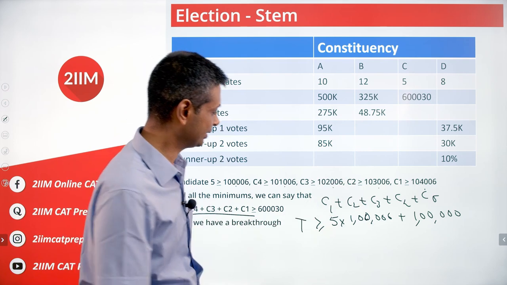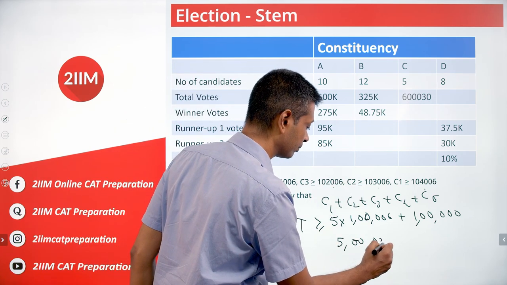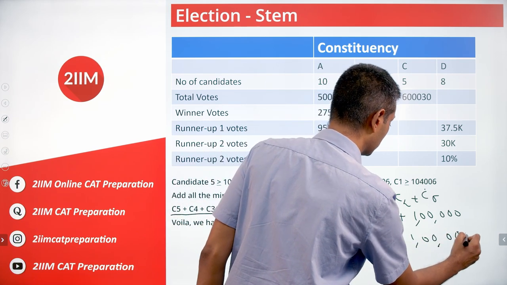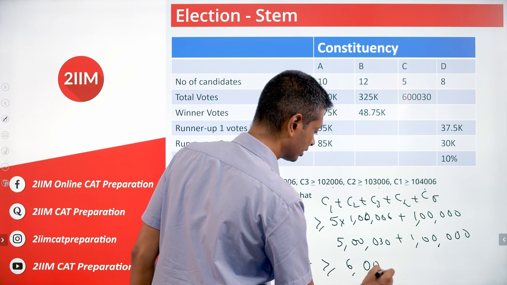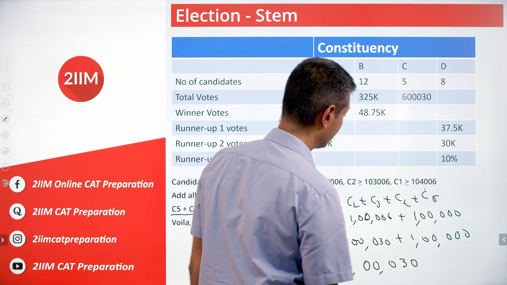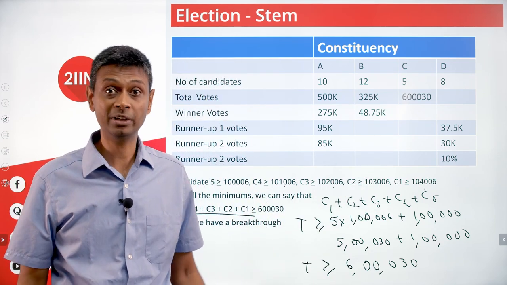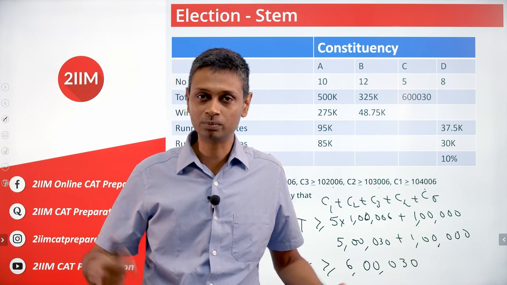5 times 1,06,000 is 5,30,000. Plus 1,00,000, so the total should be greater than or equal to 6,30,000. The total is 6,30,000. It has to be greater than or equal to 6,30,000. That means the total can only be 6,30,000. There's only one possibility. We're through.